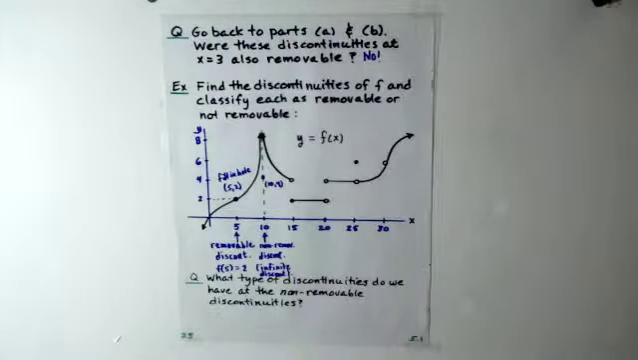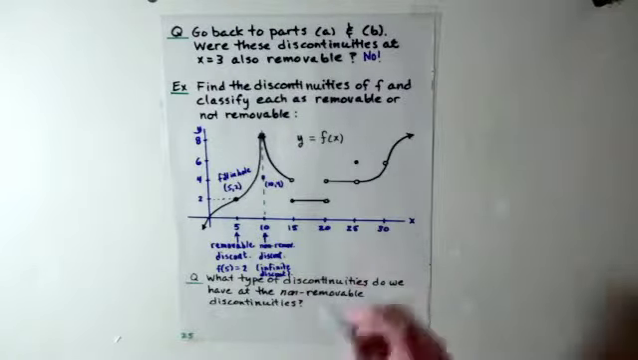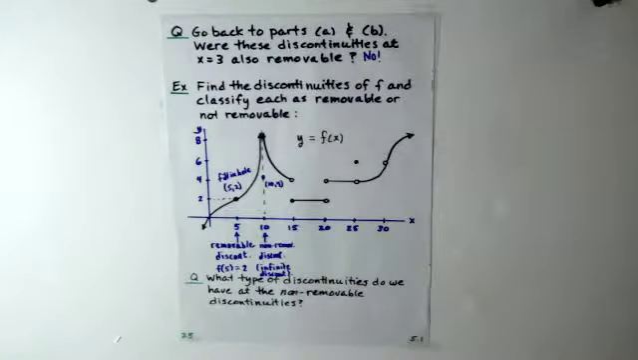Okay, I want you to go ahead and stop the video for a moment and look at all of the other discontinuities. Find where the function fails to be continuous, what x values it's discontinuous at, and then try to classify those as removable or non-removable. If they are non-removable, try to decide if they're an infinite discontinuity or a jump discontinuity.